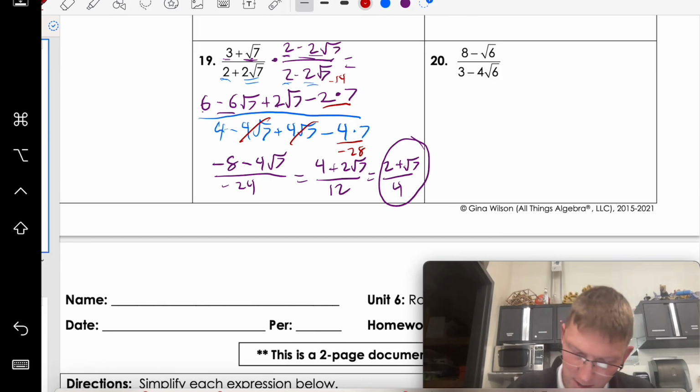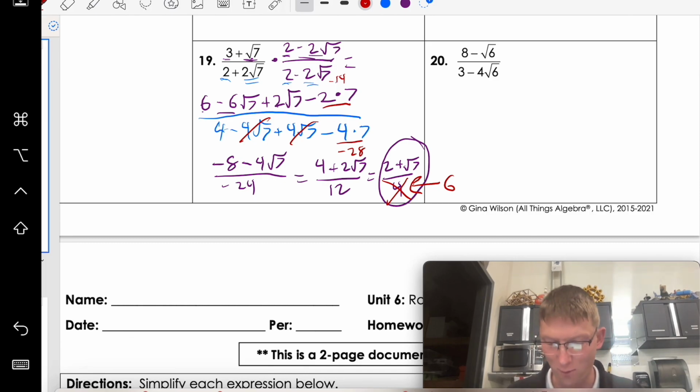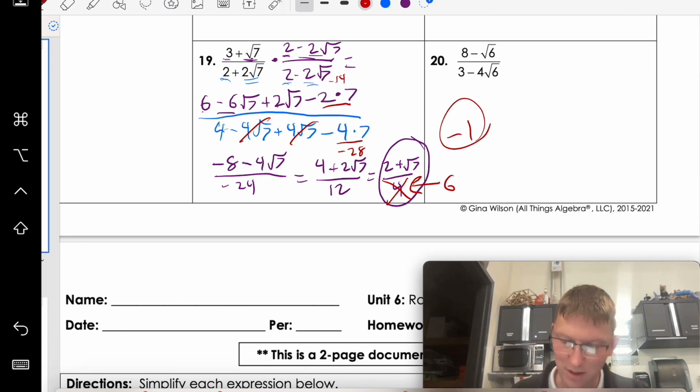And then we're going to come back and mark this wrong because that is wrong. That should actually be a 6 because we divided everything by 2. 12 divided by 2 is 6, not 4. So we're going to go ahead and give Mr. Lin a -1 point because he can't do math.